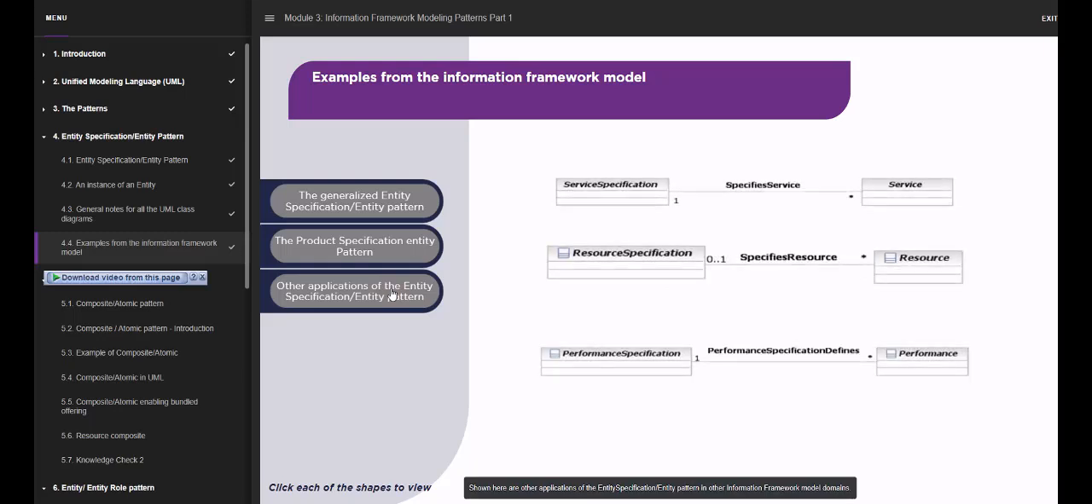Shown here are other applications of the entity specification entity pattern in other information framework model domains. All the patterns that will be discussed in this part of the course are applied throughout the information framework model, but this is the only example that will be shown in this part of the course.